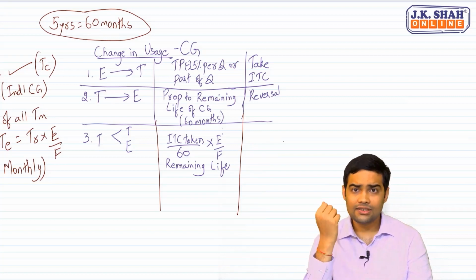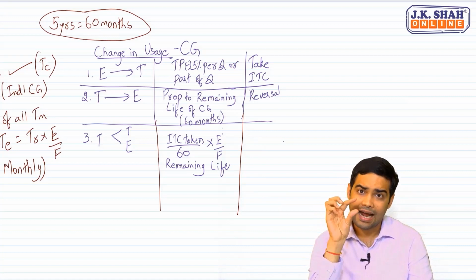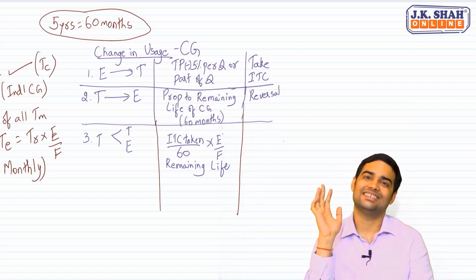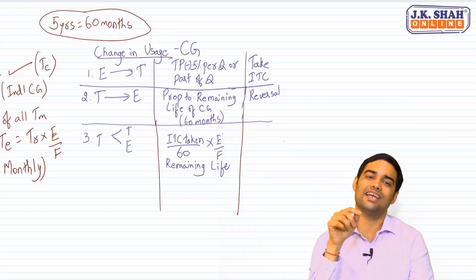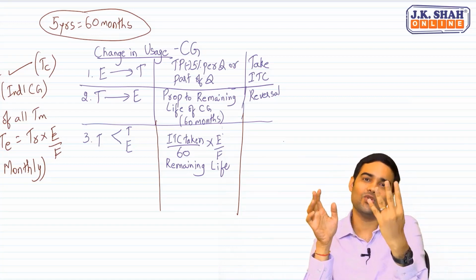You will start reversal. But first you find out how much is relatable to 1 month. ITC taken divided by 60 into E by F. Do it for remaining life. Remaining life of that asset is 54 months.